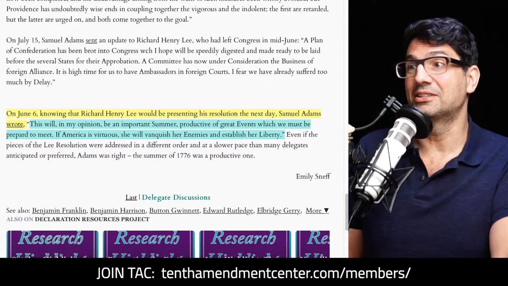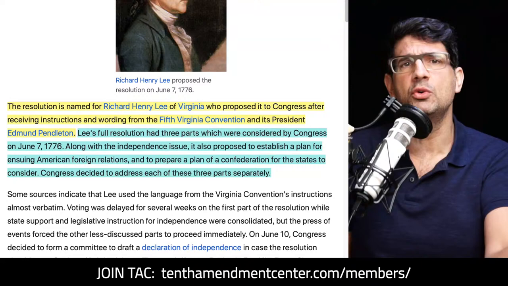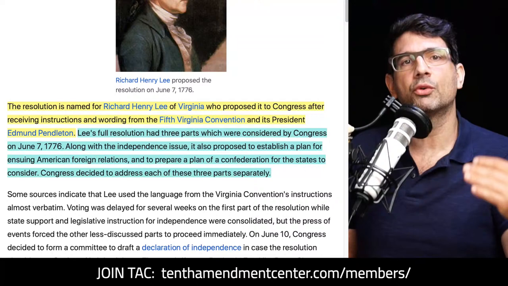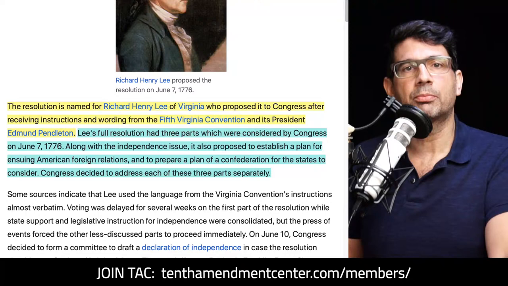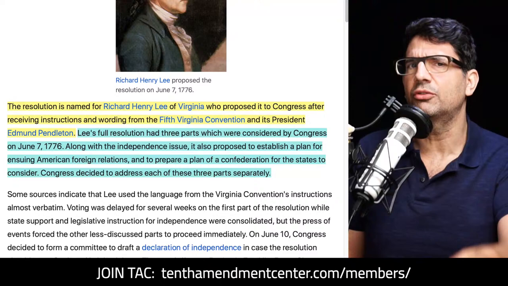Now, here to Wikipedia, they're just an overview of the Lee Resolution. They say it's named for Richard Henry Lee of Virginia, who proposed it to Congress after receiving instructions and wording from the 5th Virginia Convention and its president, Edmund Pendleton. Lee's full resolution had three parts. You heard me read through them, but this is a nice breakdown, which were considered by Congress on June 7th, 1776, along with the independence issue.